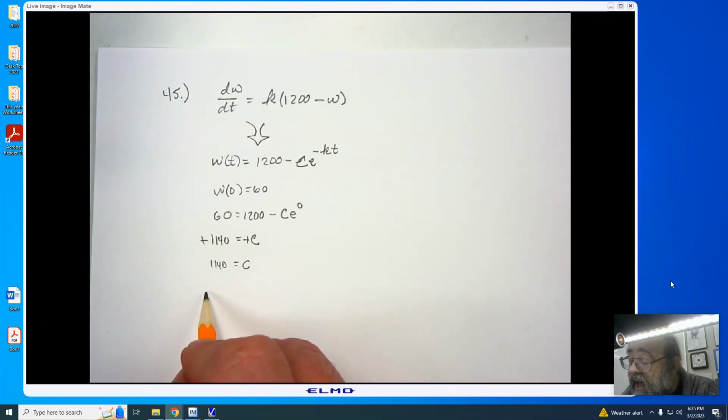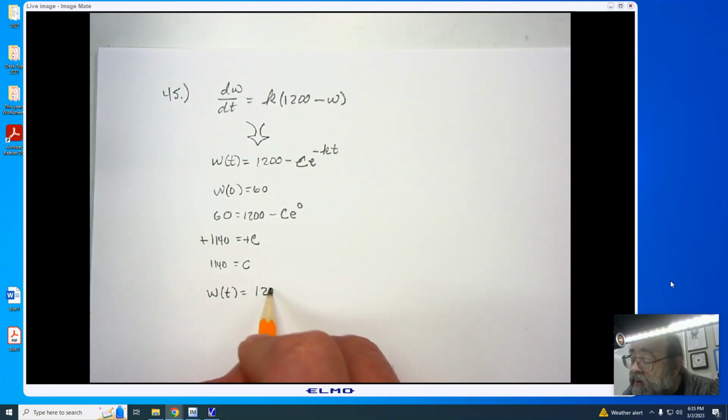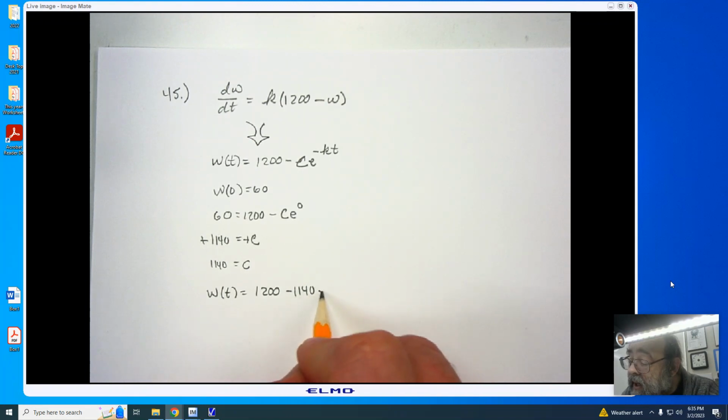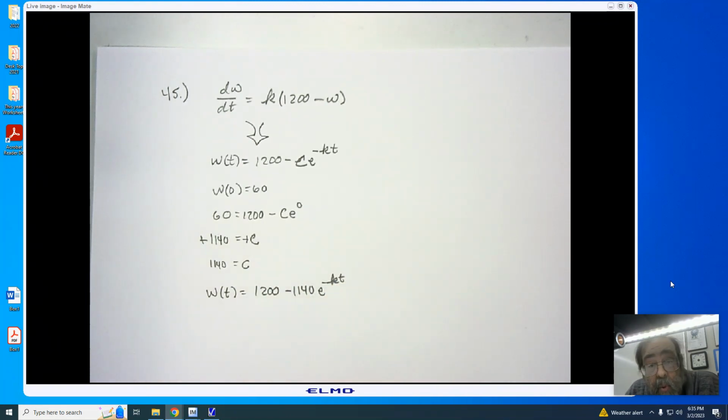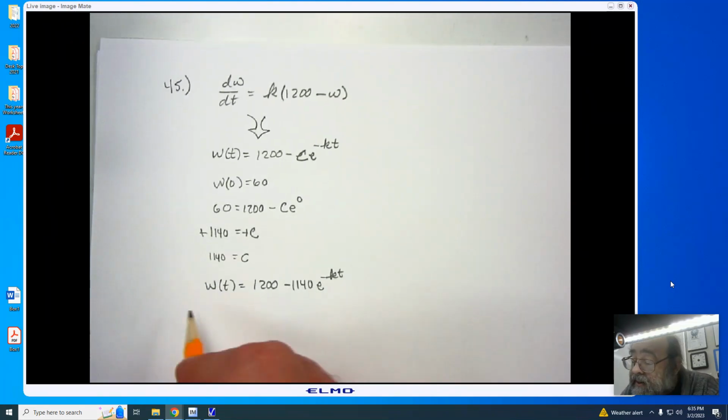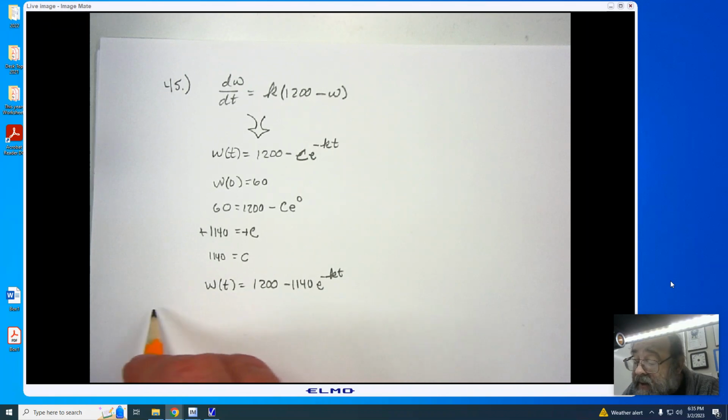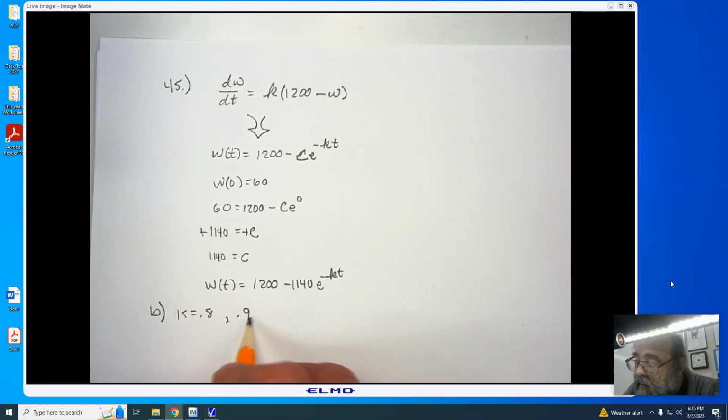We're now going to rewrite that into our problem. W(t) equals 1200 minus 1140 e to the negative kt. Now, it's at this point that they're going to ask you to find some graphs and just plug in some values. So they ask you in B to find what is the formula if k is equal to 0.8, then 0.9, and then 1. And this is very straightforward.